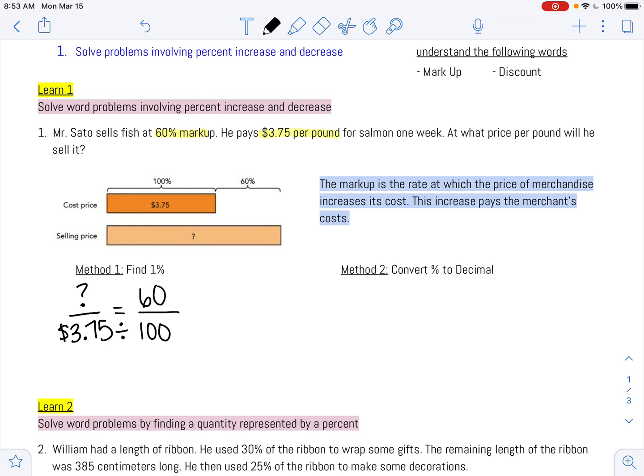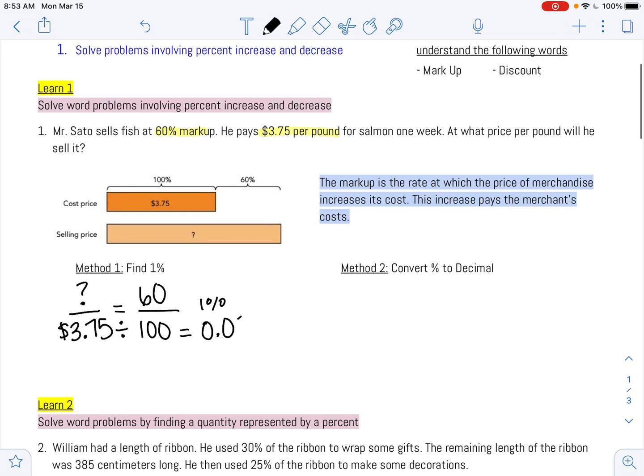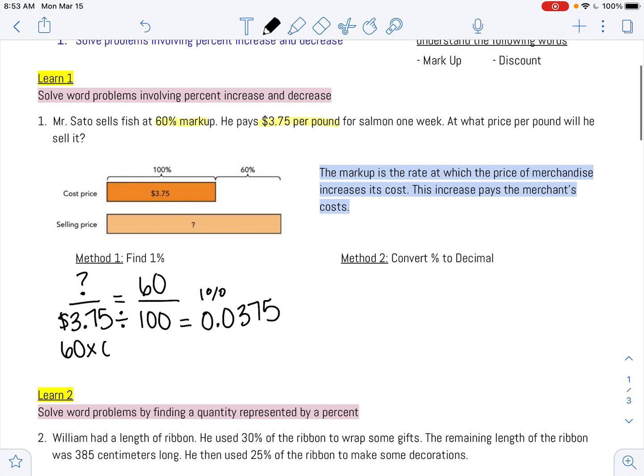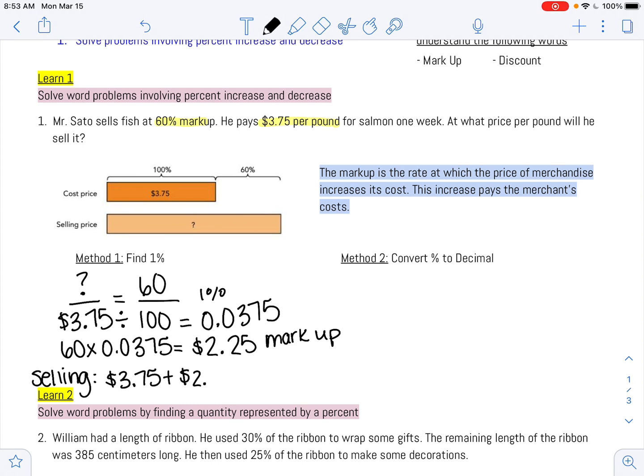So from here we can divide to find our 1%, which would be 0.0375. We're going to multiply that by 60 to get the answer of $2.25, so that's the markup, meaning the amount that's added on to the original cost that the merchant pays. So for our selling price, we have to add together those two amounts. So $3.75 plus $2.25, so the selling price would be $6.